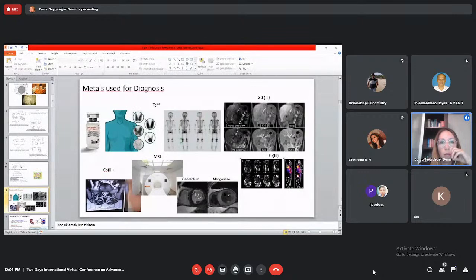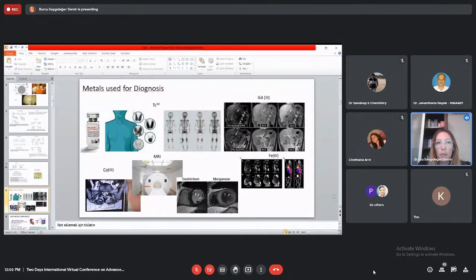Metal ions or compounds are also used for diagnostics in medicine. For example, technetium is the most commonly used radioisotope agent for imaging purposes. It has a short half-life, emits only gamma ray photons, and does not emit beta or alpha particles, and thus is particularly suitable as an imaging radioisotope.